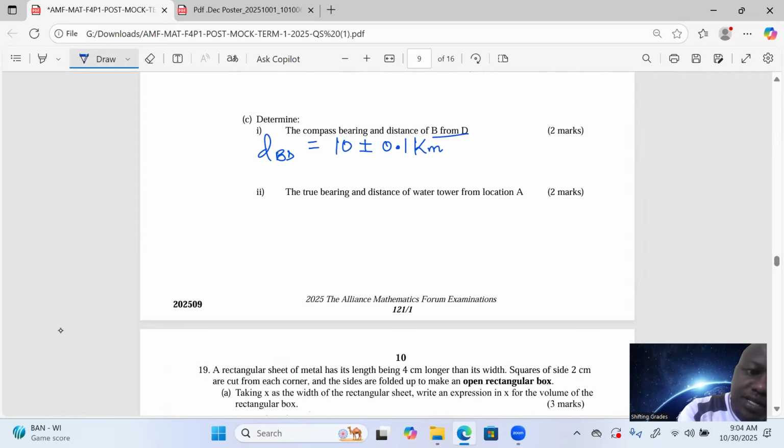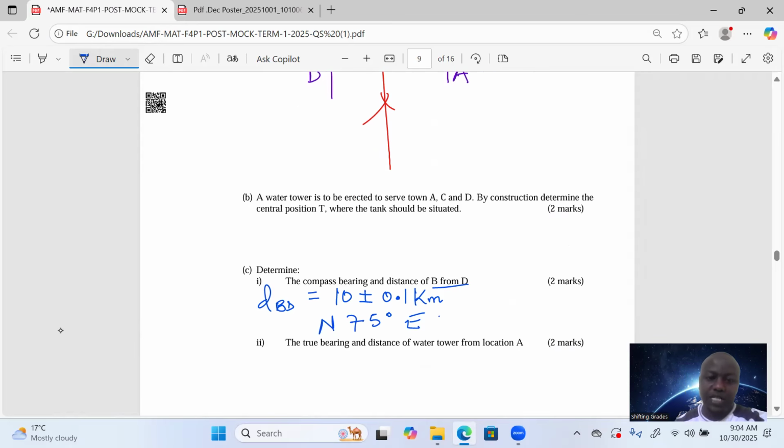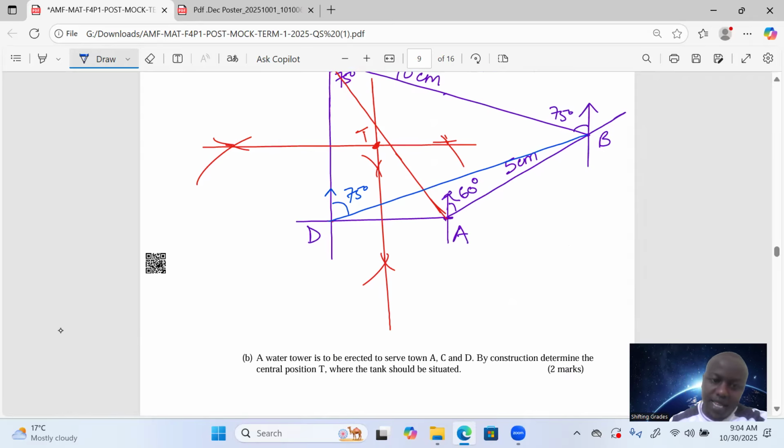So from the north, 75 degrees towards the east. That is what you call compass bearing. You identify the acute angle joining the two places from either north or south. If we consider south, while at D, the angle there is greater than 90, it's not acute. So it must be from the north towards east, like that.